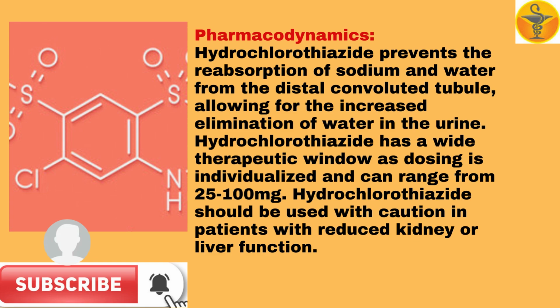Pharmacodynamics: hydrochlorothiazide prevents the reabsorption of sodium and water from the distal convoluted tubule, allowing for the increased elimination of water in the urine. Hydrochlorothiazide has a wide therapeutic window as dosing is individualized and can range from 25 to 100 milligrams. Hydrochlorothiazide should be used with caution in patients with reduced kidney or liver function.